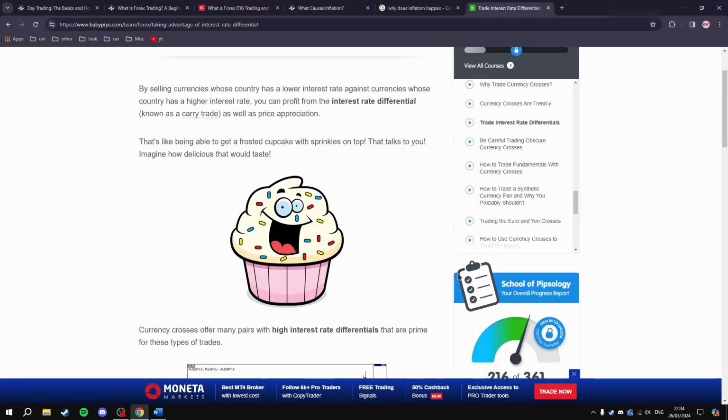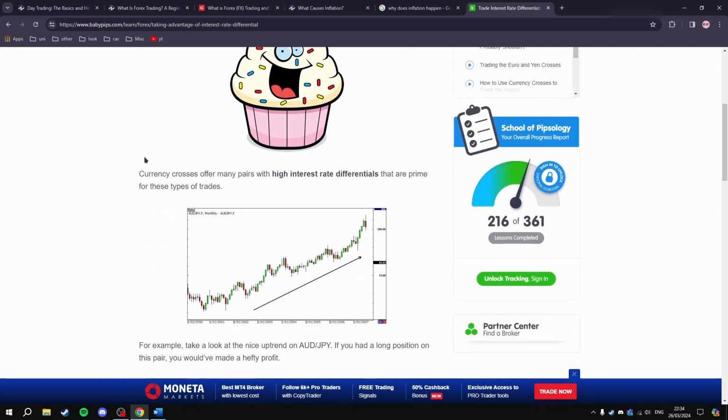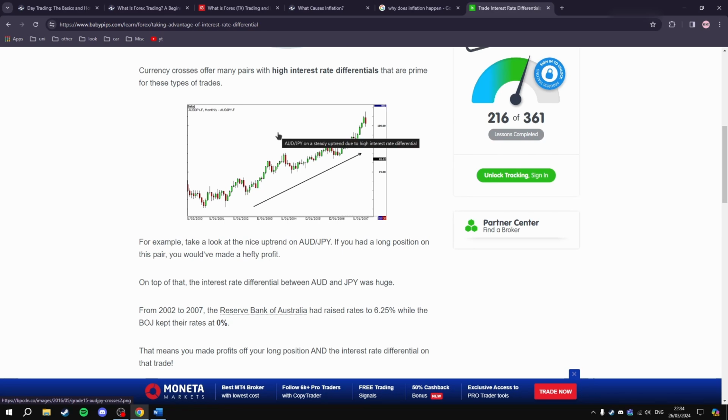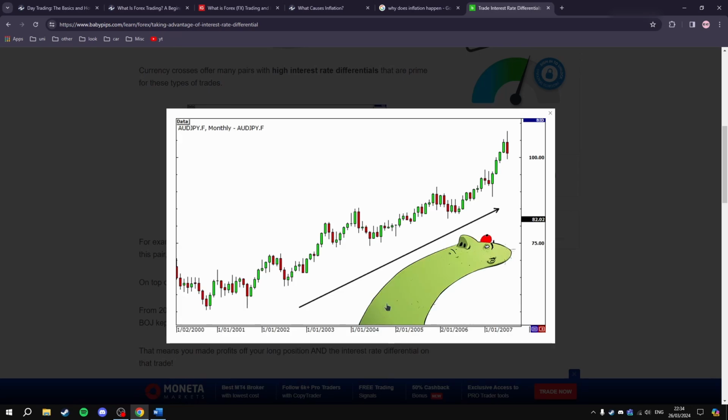That's like being able to get a frosted cup with sprinkles on top. Imagine how delicious that would taste. Currency crosses offer many pairs with high interest rate differentials that are prime for these type of trades. For example, take a look at a nice uptrend on AUD JPY. If you had a long position on this pair, you would have made a hefty profit.